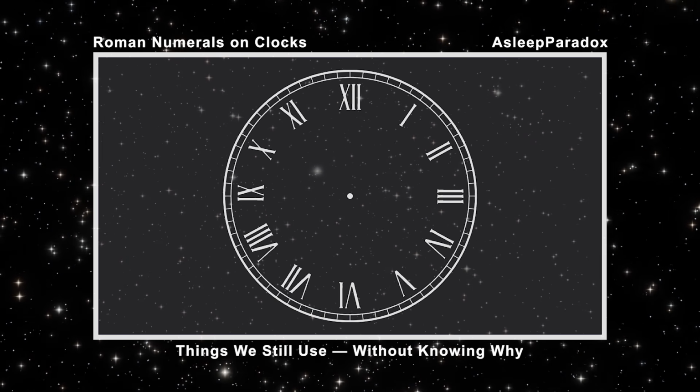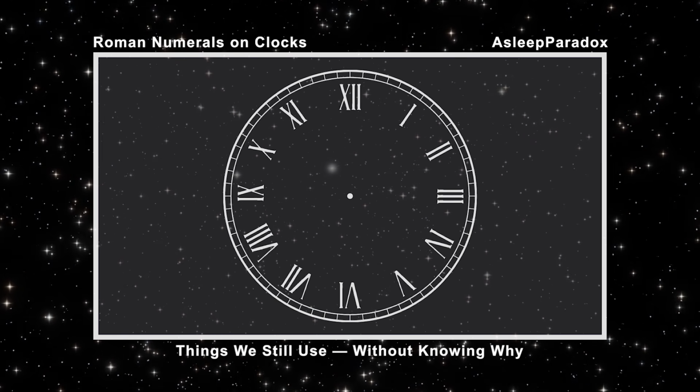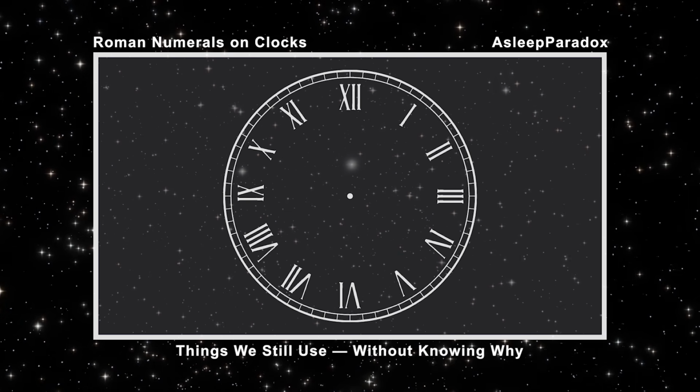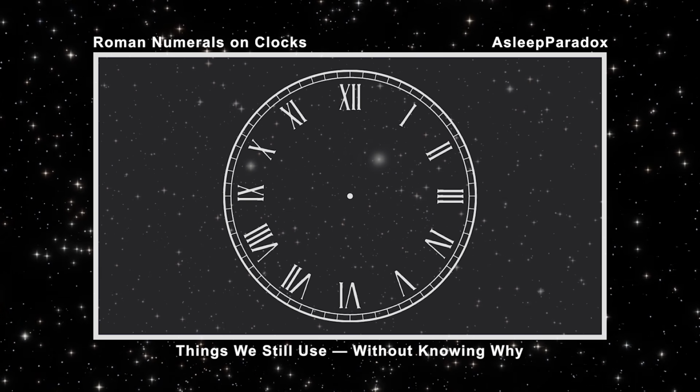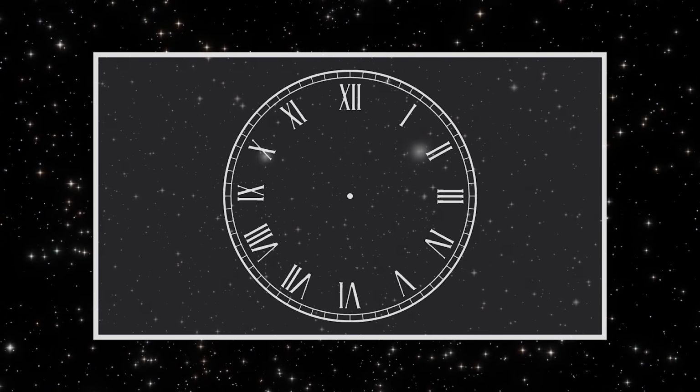In a world increasingly defined by digital precision, the circular dial marked with 1 through 12 stands as a quiet testament to the enduring influence of historical design.